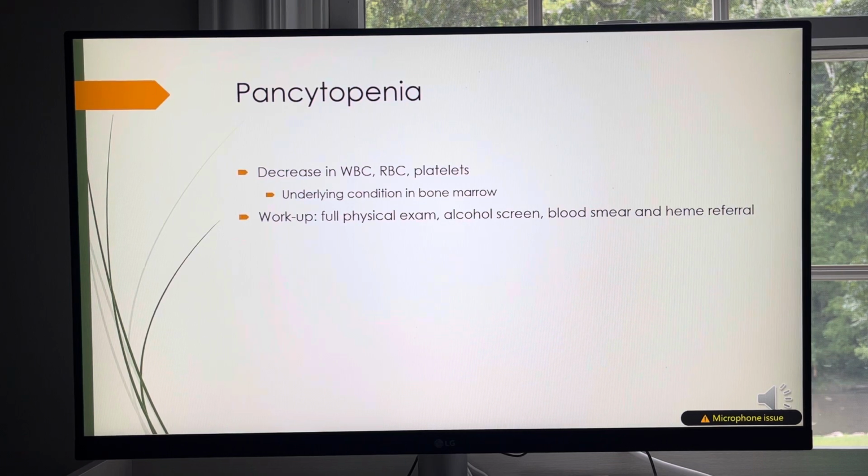Pancytopenia: everything's low. The bone marrow is pooped out, it has given up. That, as you can imagine, is cancer until proven otherwise. You will want to get in with hematology.